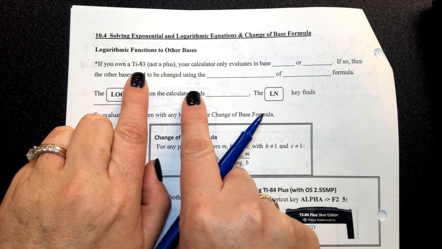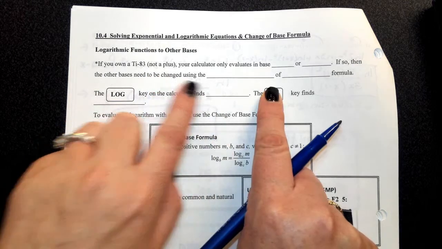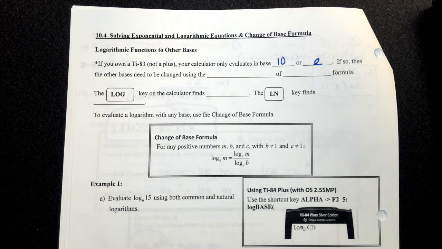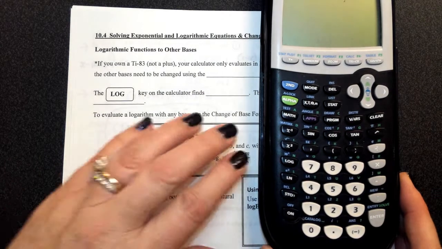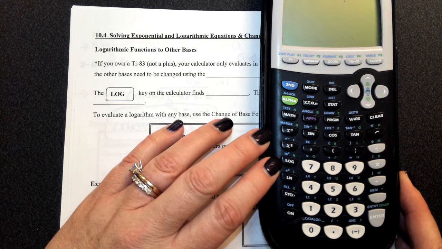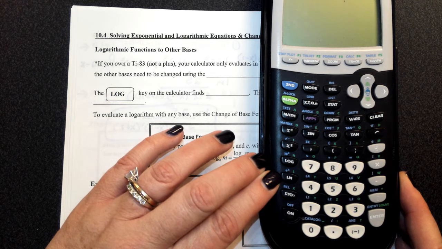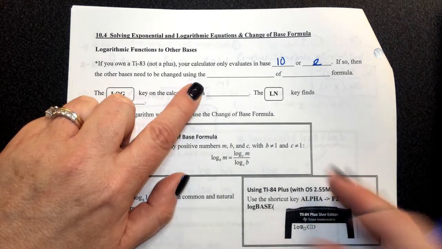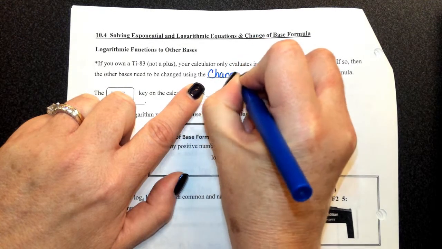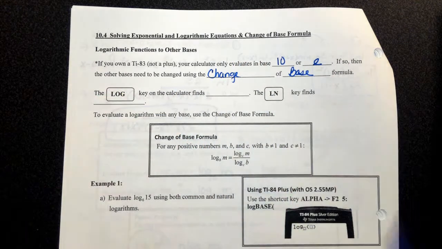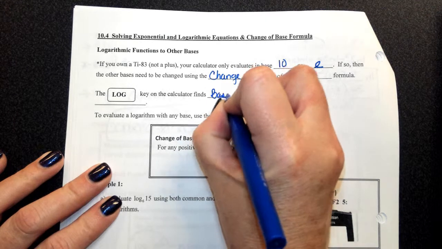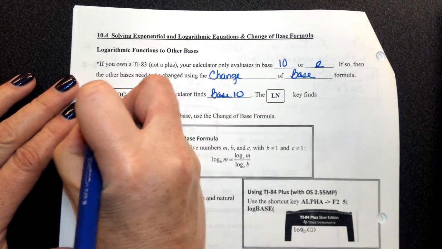Again, if you own an 83 that's not a Plus or an 84, you can only evaluate in base 10 or base e. Like I said, all your 83s or 84s have the log button with base 10 right here, or the natural log button, which is your base e. So all the calculators have that. The other bases need to be changed using the change of base formula. Remember, the log key finds base 10. The natural log key finds base e.